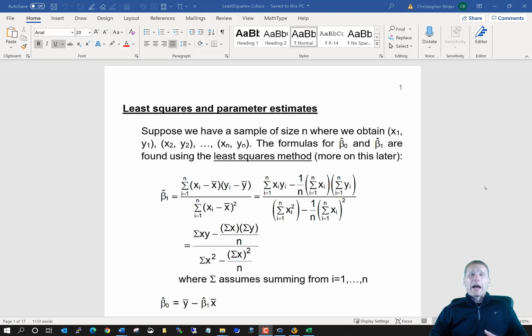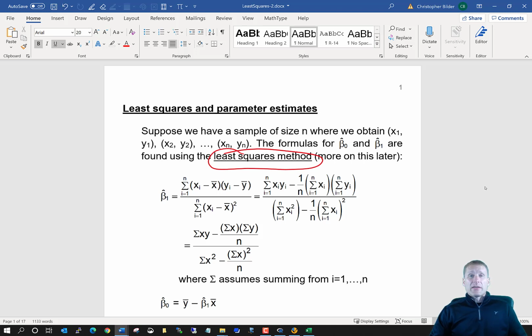Next, we're going to talk about how we can estimate our population parameters, beta 0 and beta 1. And these corresponding estimates, of course, are denoted symbolically by beta hat 0 and beta hat 1. These values that we're going to calculate are based upon our sample. And the way that these estimates are found is through something called the least squares method. We'll get into the details of why it's called the least squares method in a little bit.